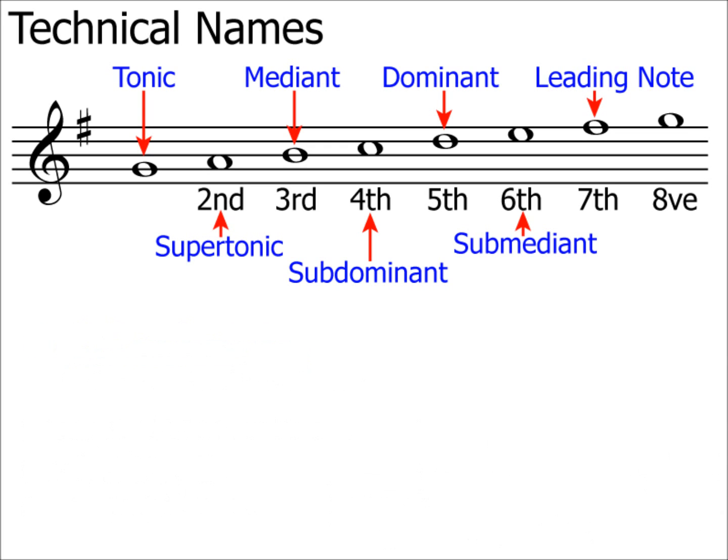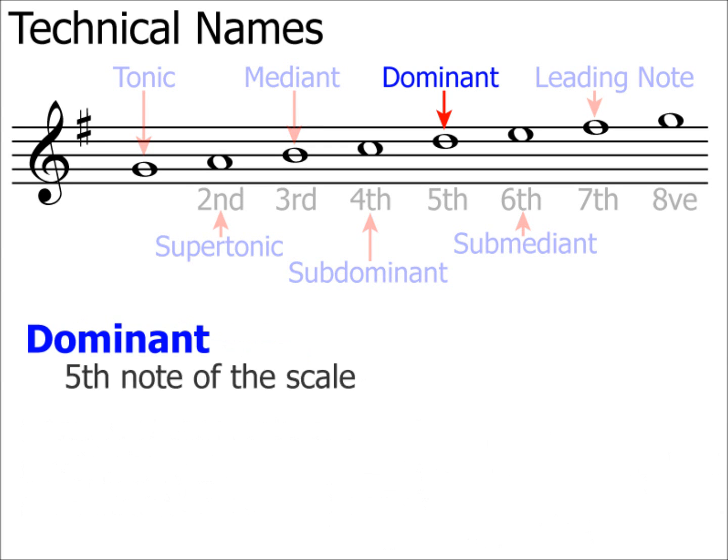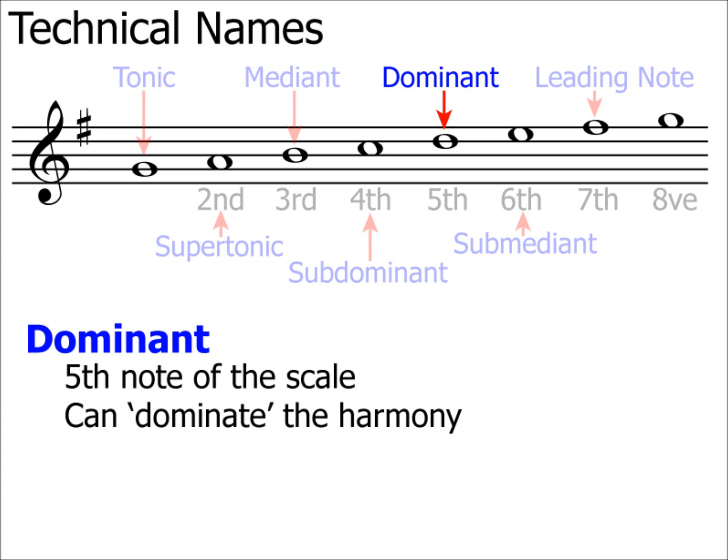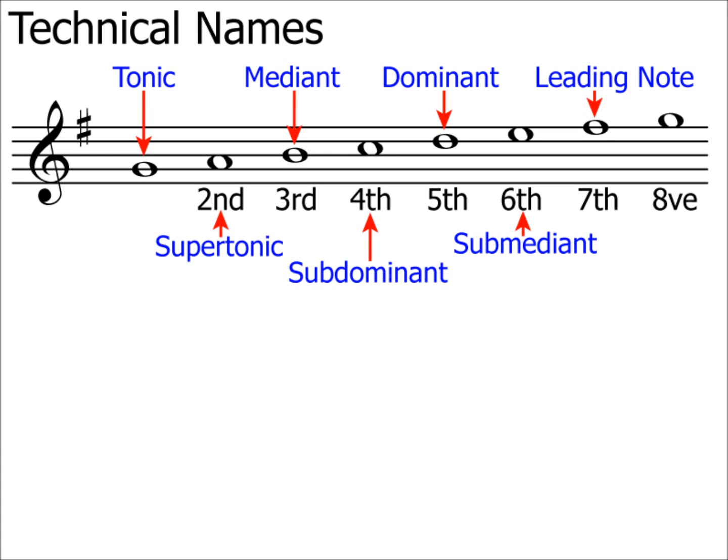The fifth note, the dominant, is so called due to its powerful relationship to the tonic. Now, I could talk for hours about this relationship, and I'm pretty sure I still wouldn't cover everything. What you do need to know is that this note, the fifth, can often dominate the harmony of a piece of music. It's a very powerful note, and if you are a piano player and can vamp, you probably use the dominant note a lot. So the fifth note is the dominant. I'll come back to the sixth note, the submediant, in a moment.